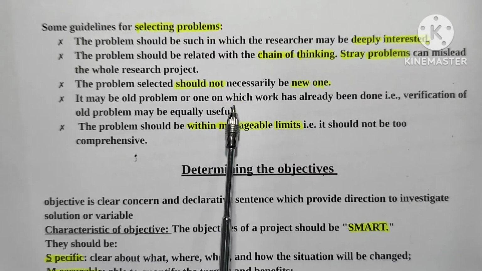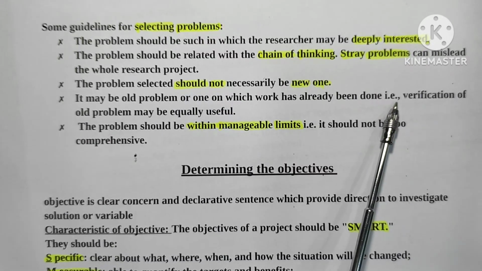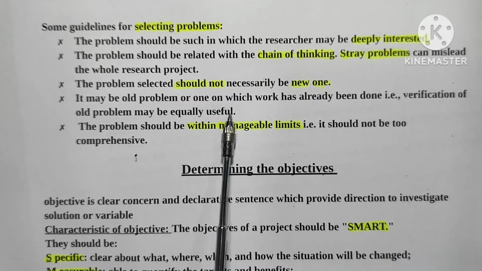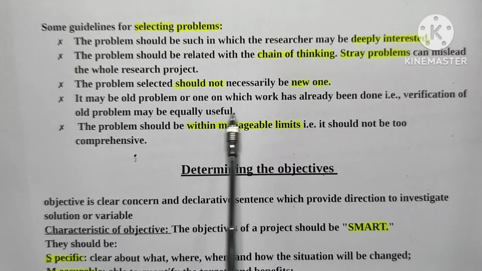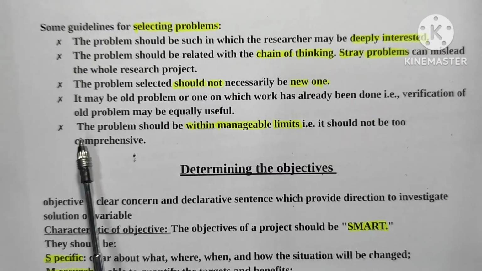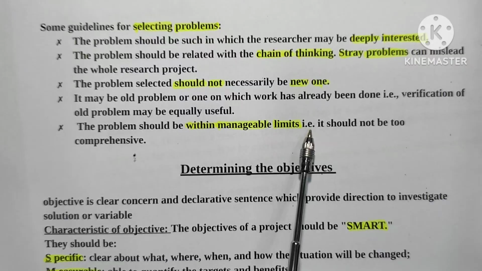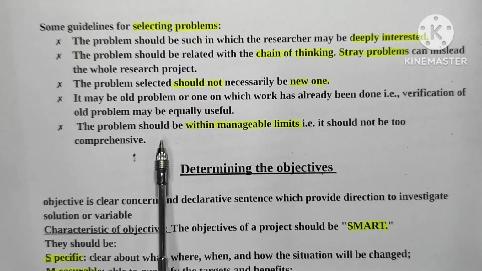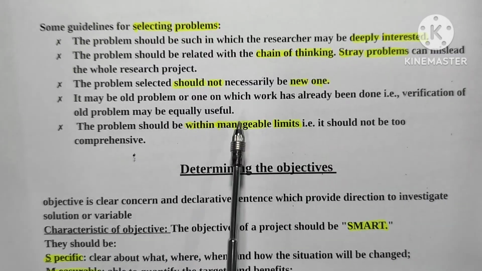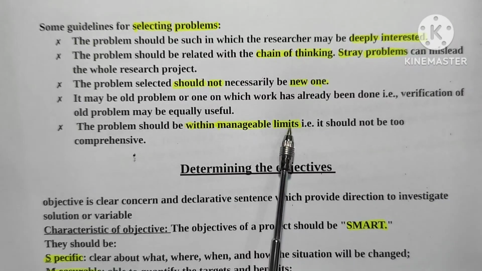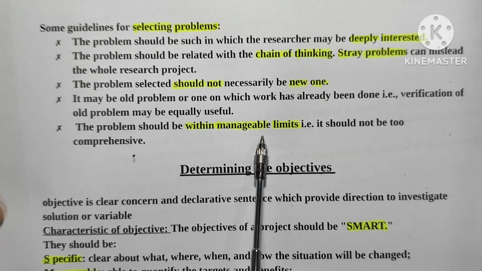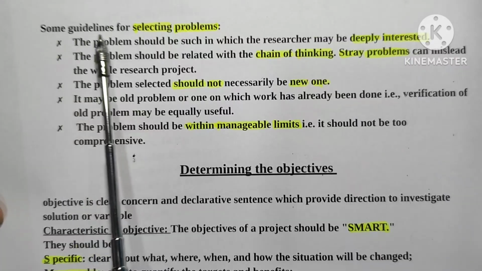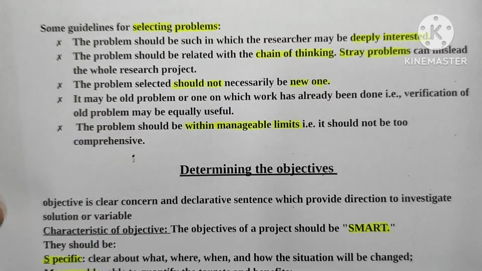It may be an old problem, or one on which work has already been done, that is, verification of an old problem may be equally useful. Going in depth into the old problem and giving clarity also, that kind of studies you can select. The problem should be within manageable limits. That is, it should not be too comprehensive. It should not be too complicated. You should be able to manage and limit, like the population or the sample size which you are selecting. You should be able to handle it. So only manageable limits topics you should select. So these are the guidelines for selecting the problem.